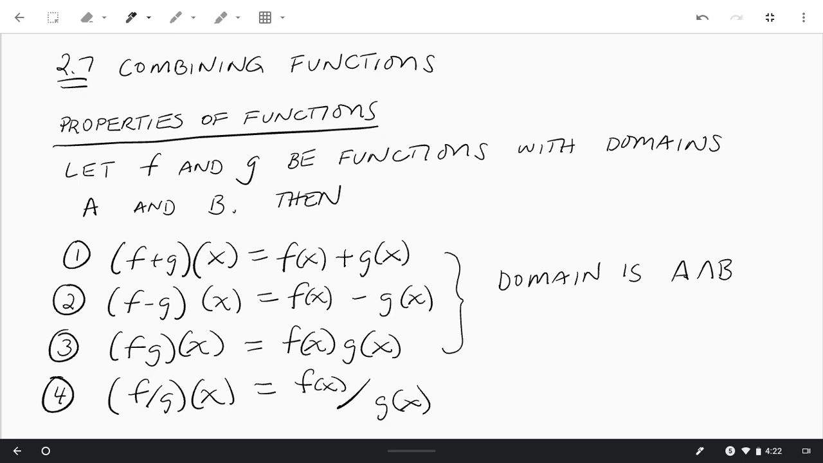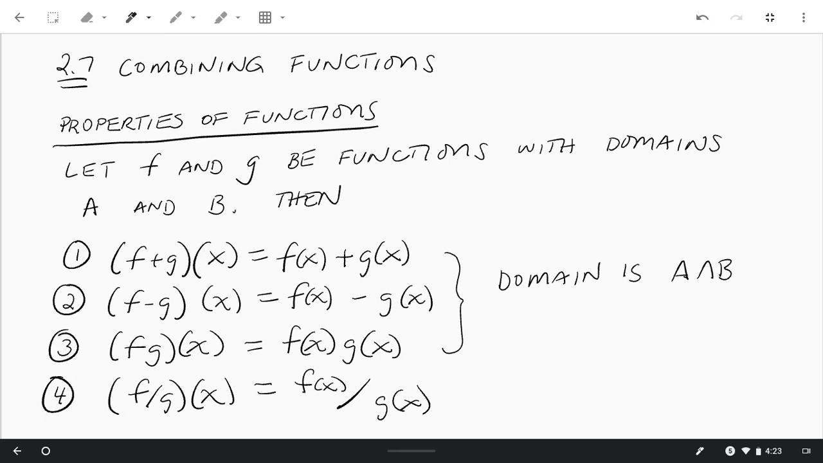Okay, so let's say A has the domain 1 through 10, and B has the domain 1 through 9. Then if you add these or subtract these or multiply these, the domain is going to be the intersection of those numbers. So if A is made up of 1 through 10 and B is made up of 1 through 9, then the only numbers that they have in common are the numbers 1 through 9. So that would be the domain. Okay, it's made up of the numbers that they both share.